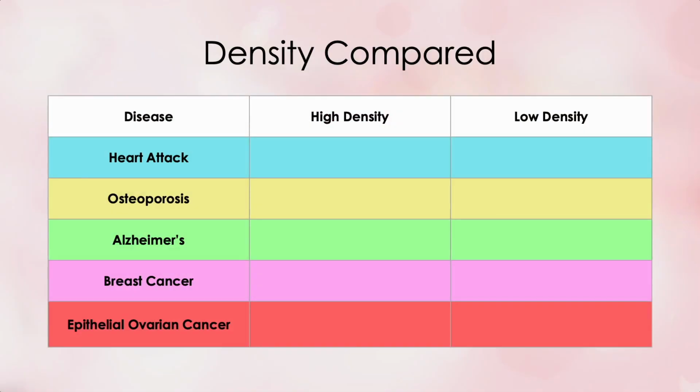And as we go along, we'll compare and contrast them using this little chart. The chart is super simple. There are just 3 columns. In the first column, I've listed our 5 diseases. In the second column, we'll designate the effect of high density on your risk for each disease. And in the third column, we'll designate the effect of low density on your risk for each disease.